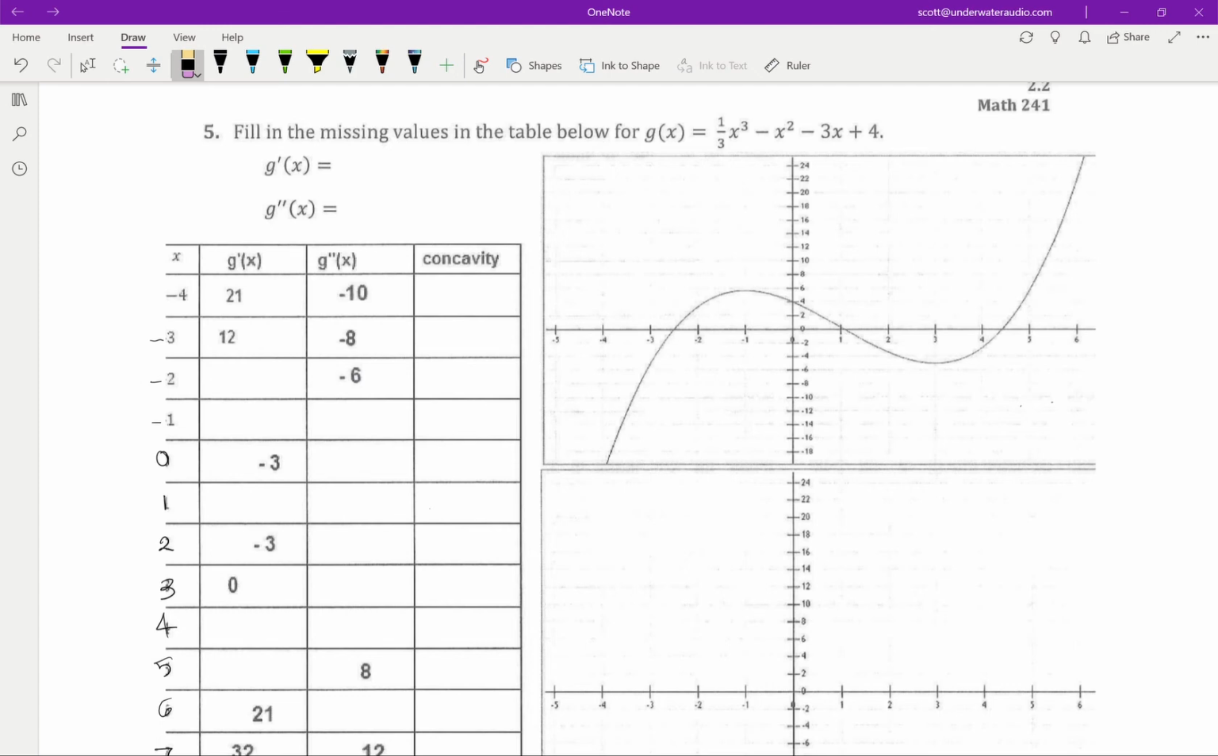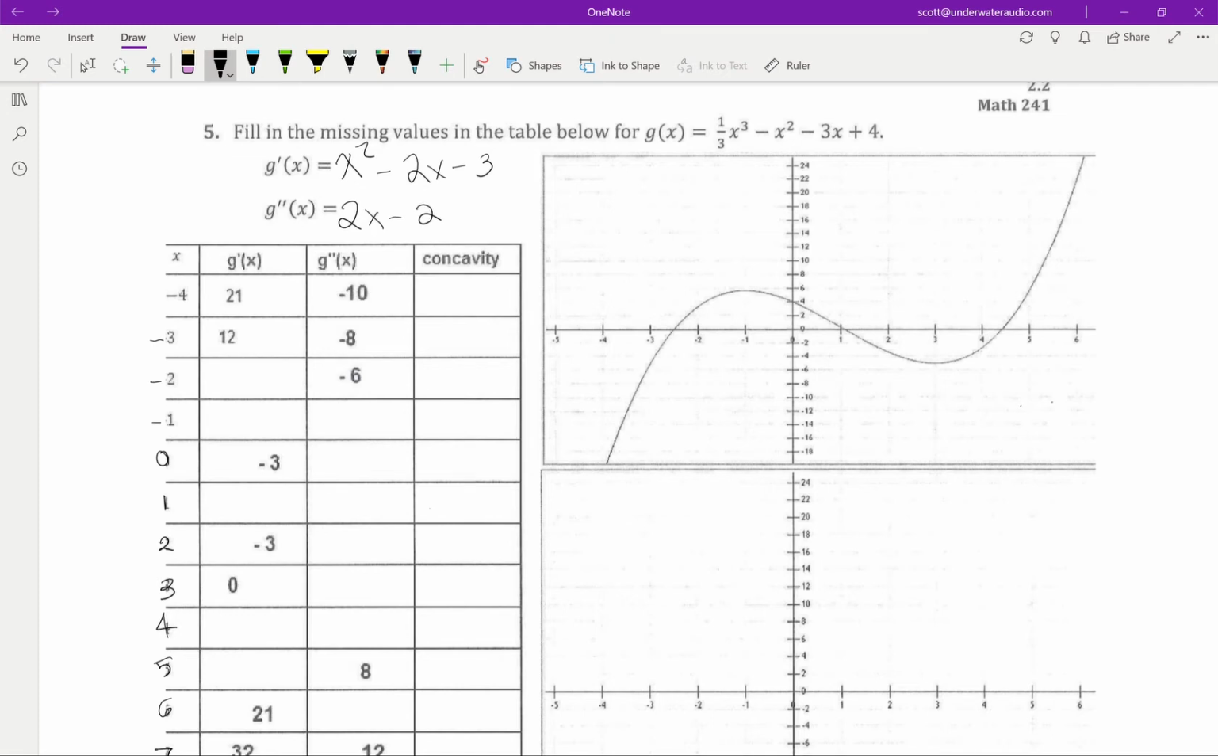All right, number 5. So this is the same idea, except now we're going to incorporate a second derivative. So I've got this equation, g of x equals 1/3 x cubed minus x squared minus 3x plus 4. Take the derivative. That would be x squared minus 2x minus 3. Now I'll take the derivative again. That would be 2x minus 2.